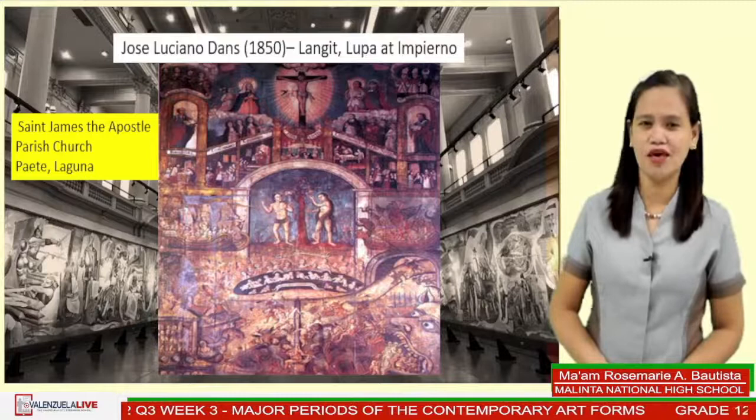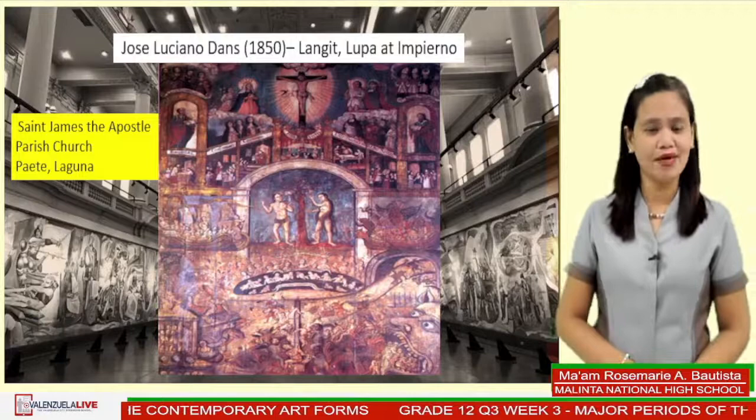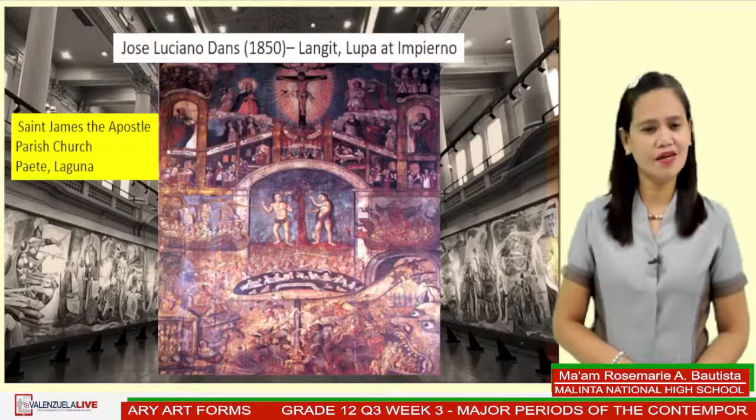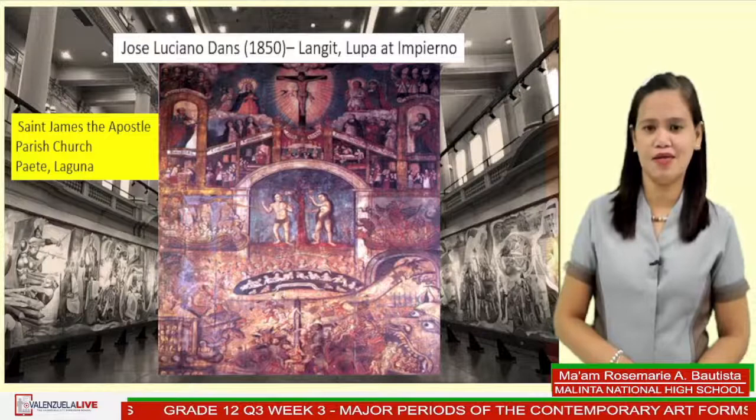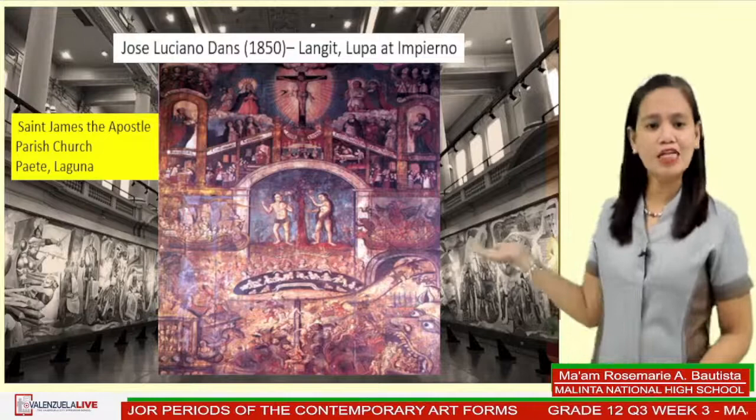The Spanish friars introduced Western paintings to the artisans, who learned to copy two-dimensional forms from religious paintings. Religious icons were paintings of saints and of the Holy Family, including the Passion of Christ and the portrayal of purgatory, heaven, or hell. The Langit, Lupa at Impiyerno by Jose Luciano Dans.